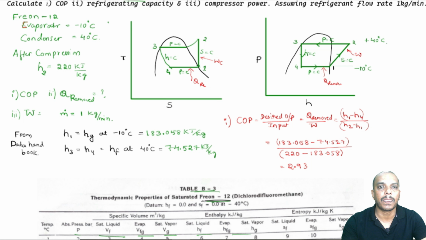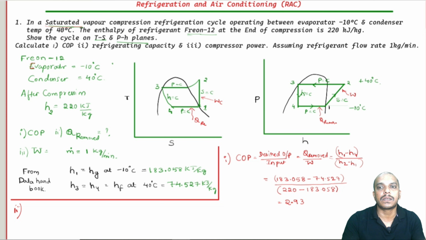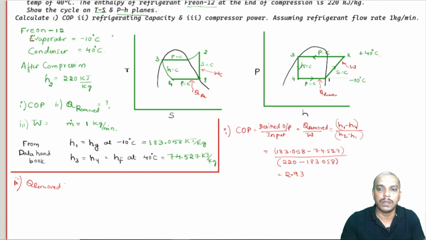Now, let us go to the second part. The second part is to calculate refrigerating capacity. Refrigeration capacity is simply heat removed, right? Heat removed is of course H1 minus H4, but the moment he asks you for capacity, you can also keep it in kilowatt because mass flow rate is given. What is 1 kg per minute? Please convert it to 1 by 60 kg per second. I will substitute that mass flow rate here. Before that you can also keep it in kilojoule per kg.